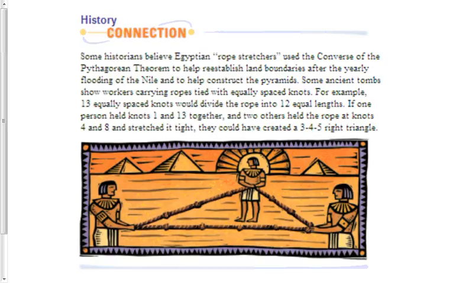One person would hold a knot, 1 and 13 together. The two others held the rope at knots 4 and 8. They'd stretch it tight. They'd make that 3, 4, 5 triangle. This is just a cool historical reference that your textbook noted.